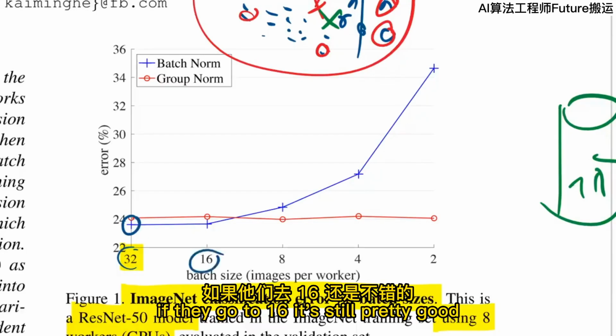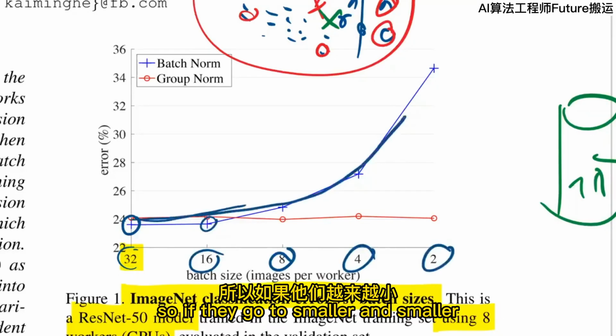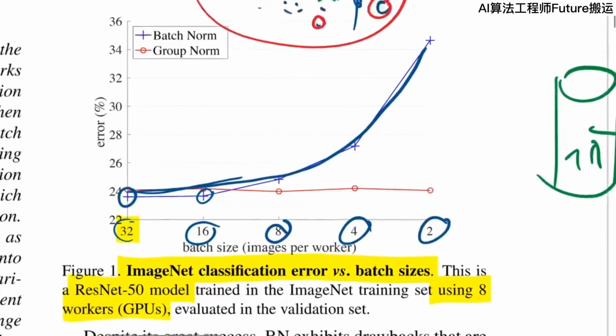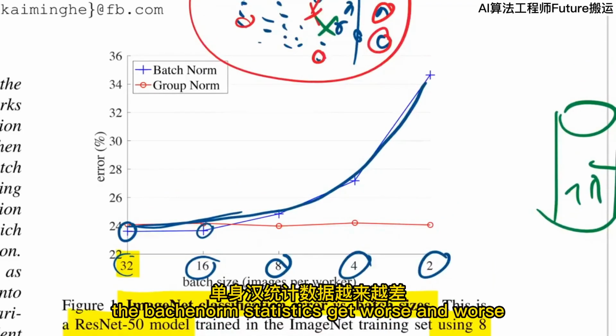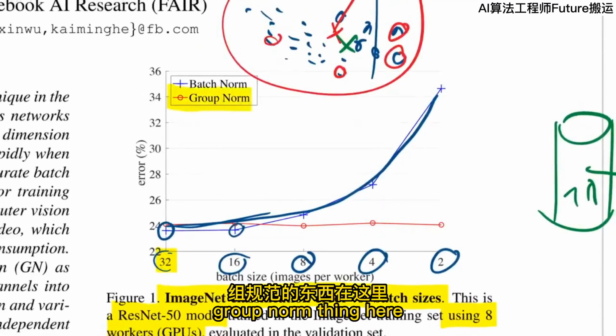If they go to 16, it's still pretty good. But then as they go lower and lower, so if they go to smaller and smaller batches and spread them out over the workers, then the error starts going up. And this is because the batch norm statistics get worse and worse. So the goal of this paper is to find this group norm thing here.